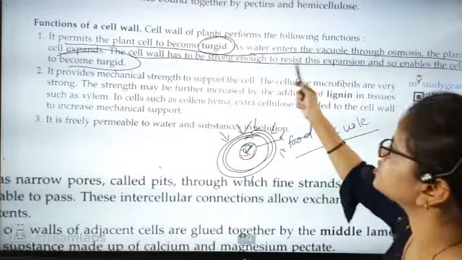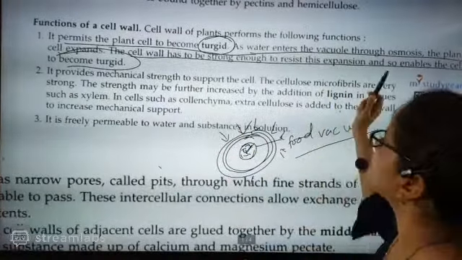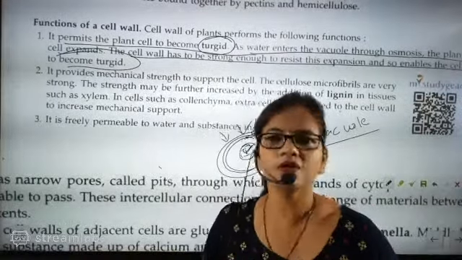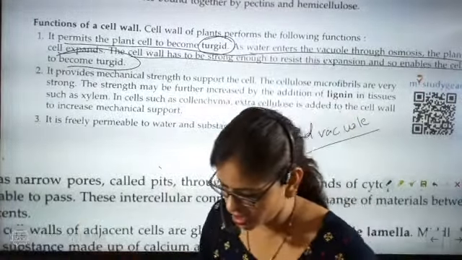And this is the most important part of the cell wall. It performs the following function. It allows water to go inside. It allows the cell to become turgid, but to a limit. After that, it will not allow.